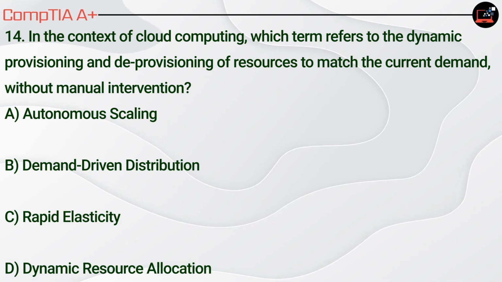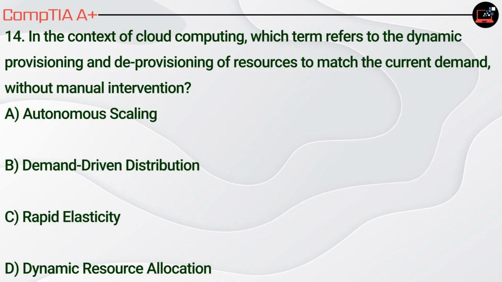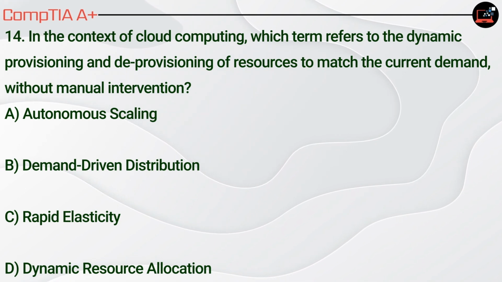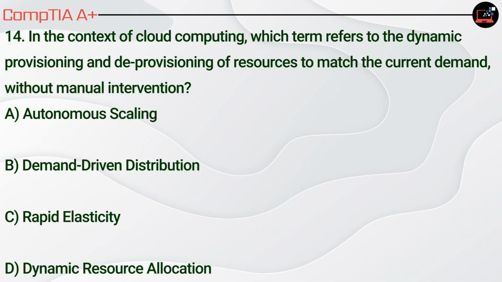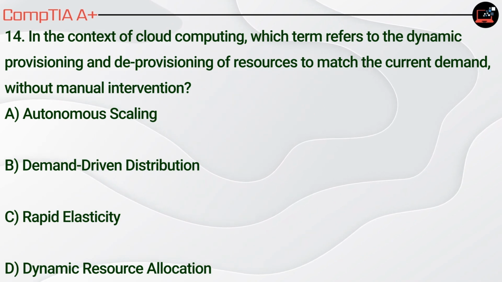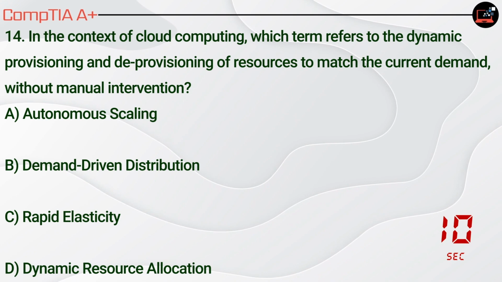(14) In the context of cloud computing, which term refers to the dynamic provisioning and deprovisioning of resources to match the current demand without manual intervention? A. Autonomous scaling, B. Demand-driven distribution, C. Rapid elasticity, D. Dynamic resource allocation.